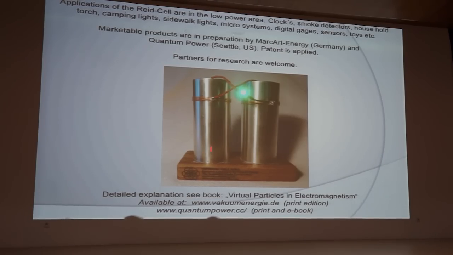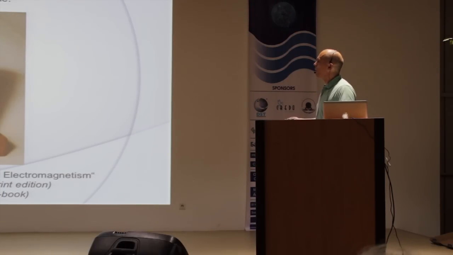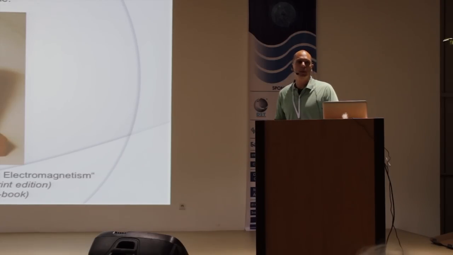What you see here on the picture are two cells. They are put in series to increase the voltage to 3 volt, because the LED needs about 2.5 volt to jumpstart. And whoever would like to have a more detailed explanation, I just wrote a book. It just came out last week. It's called Virtual Particles in Electromagnetism.